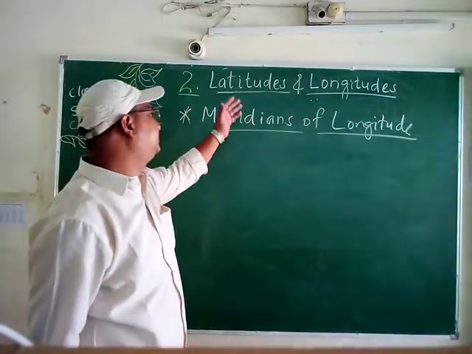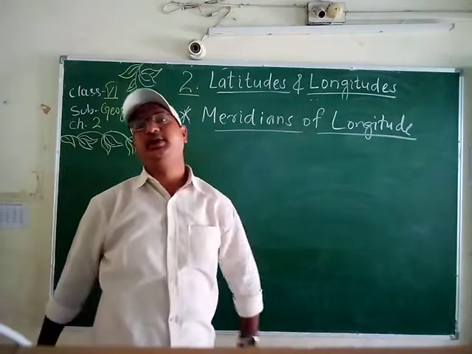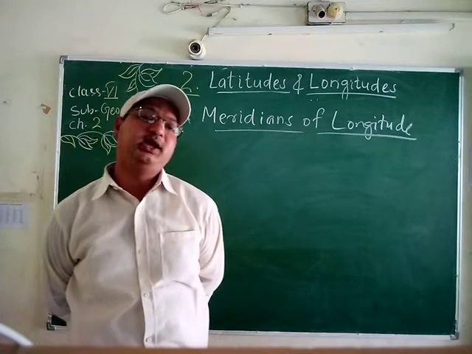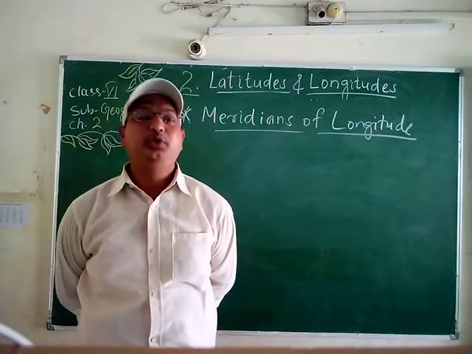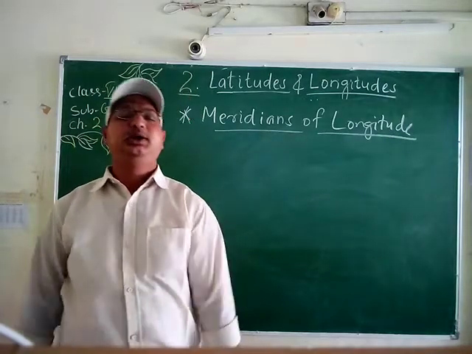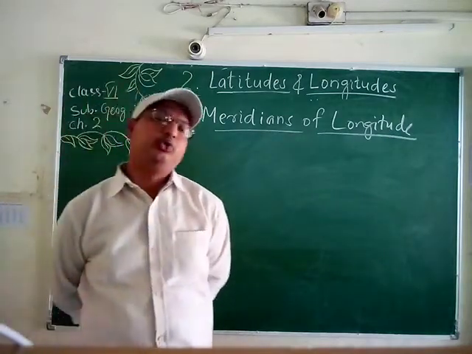The first part, students, was about latitudes. The second one is the meridians of longitude. This is also a necessary imaginary line on Earth. The latitudes were parallel, but these are not parallel. They move from one pole to the other pole, that is from north to south.